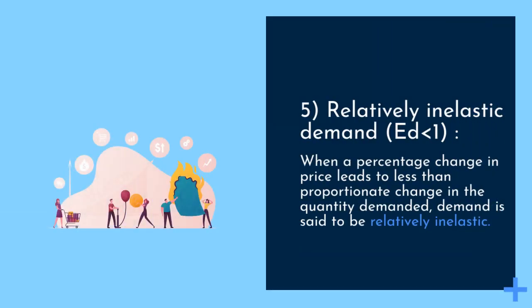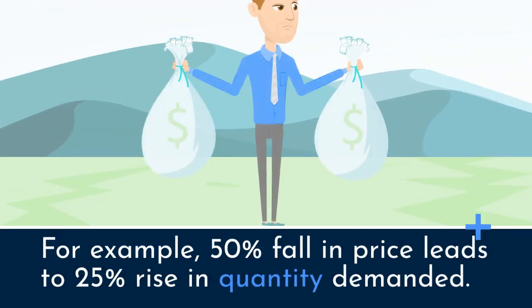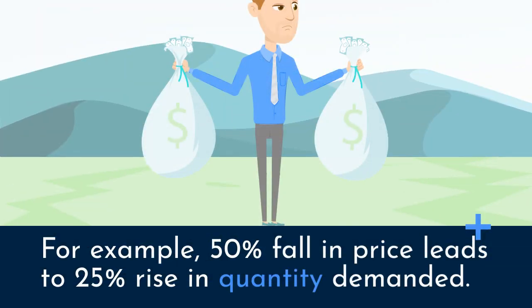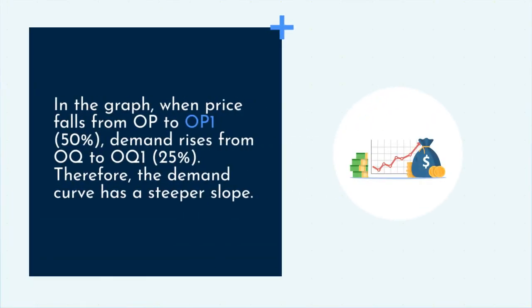5. Relatively inelastic demand, ED less than 1. When a percentage change in price leads to less than proportionate change in the quantity demanded, demand is said to be relatively inelastic. For example, a 50% fall in price leads to a 25% rise in quantity demanded. In the graph, when price falls from OP to OP1, 50%, demand rises from OP to OP1, 25%. Therefore, the demand curve has a steeper slope.